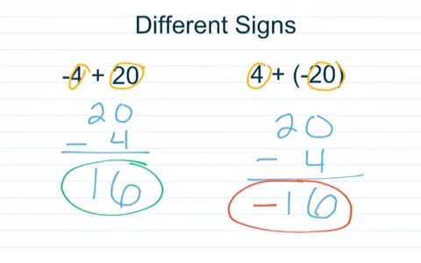So it all depends on the signs. You need to be very careful. If it's the same sign, you would just add them together and keep the sign. But if they're different signs, look at just the numbers, the absolute values, and find the difference. In both of these cases, 20 minus 4, but then you need to keep the sign of the larger value.